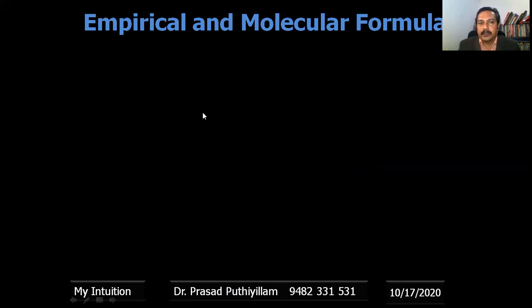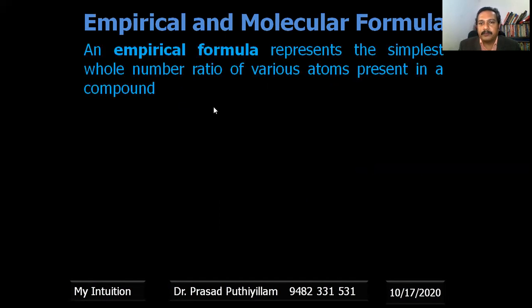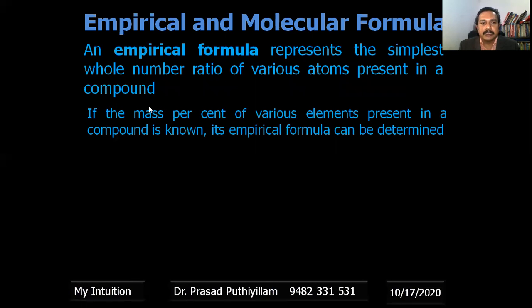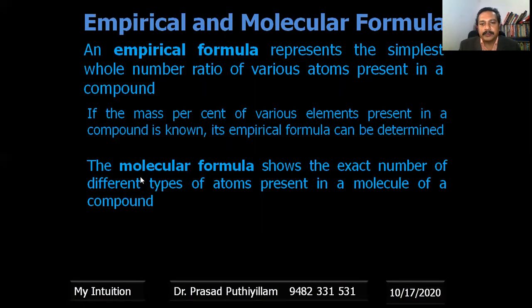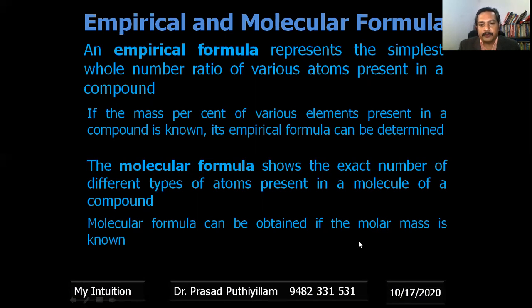Empirical formula and molecular formula. An empirical formula represents the simplest whole number ratio of various atoms present in a compound. If mass percentage of various elements present in a compound is known, then the empirical formula can be determined easily. Whereas the molecular formula shows the exact number of different types of atoms present in a molecule of a compound. If the molar mass is known, then the molecular formula can be calculated or determined.